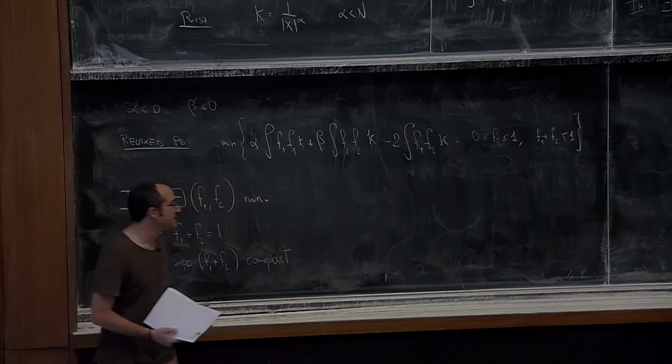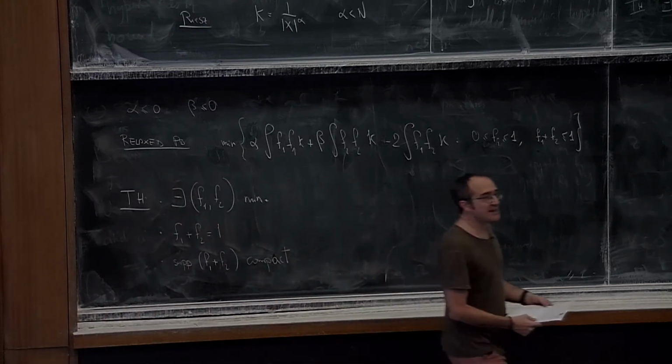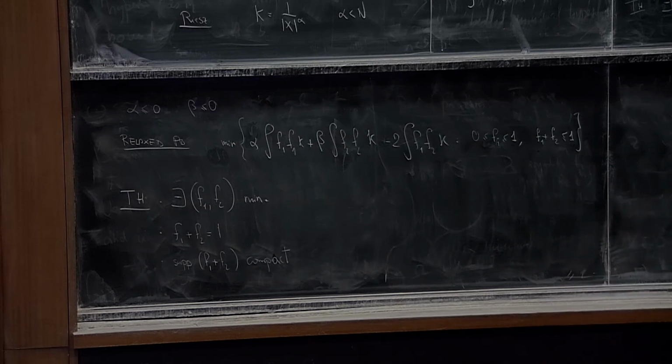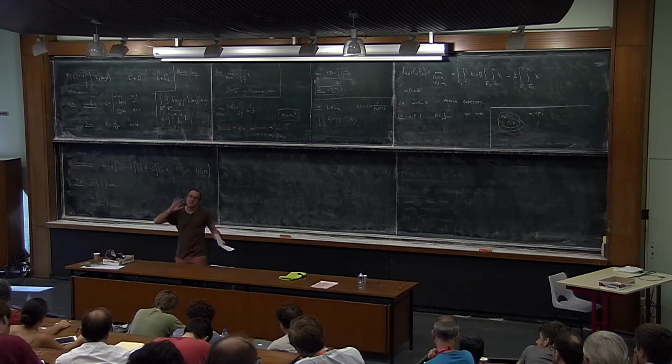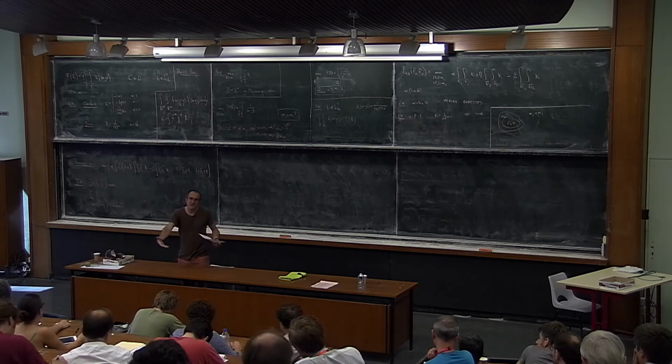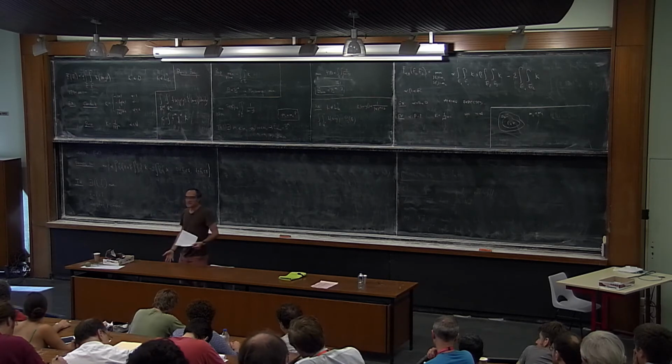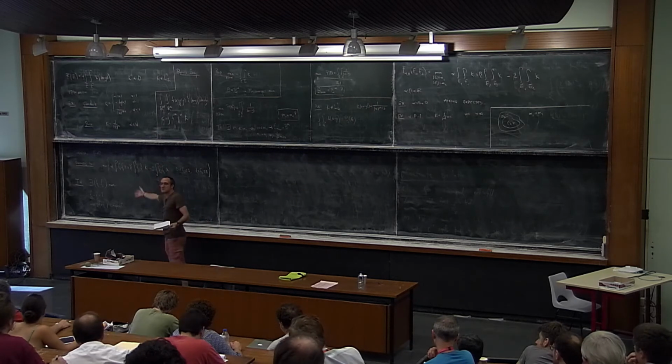So the question now is if we can understand what the shape of the minimizer is, depending on alpha and beta, and maybe adding some condition on the interaction kernel k. So the question is, can we describe what this minimizer looks like?